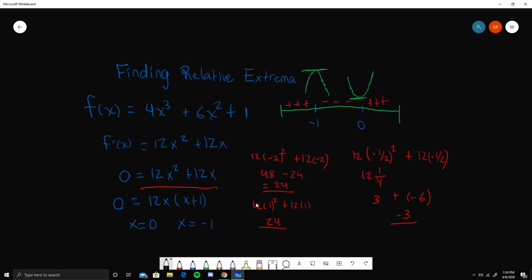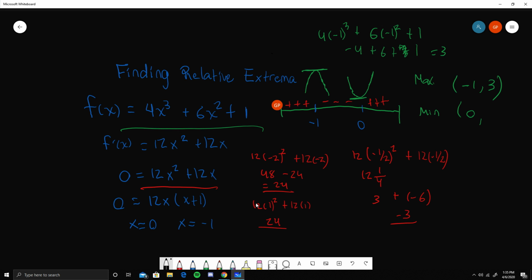Now I have to write down these points. I have negative 1 and 0, and I know that negative 1 is the maximum and 0 is the minimum. To find the y value for these points, I need to plug them into the original equation. So I get 4 times negative 1 cubed plus 6 times negative 1 squared plus 1, which is negative 4 plus 6 plus 1, which is equal to 3. So my maximum is negative 1 comma 3.